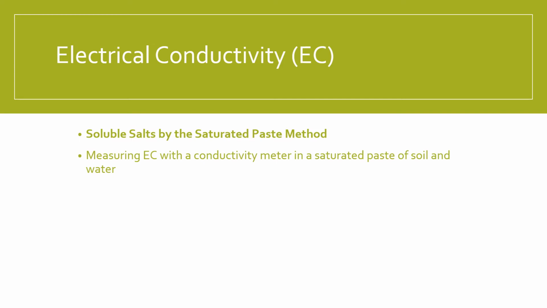The electrical conductivity refers to the ability of a material or solution to conduct an electrical current. For today, we will determine the electrical conductivity with a conductivity meter in a saturated phase of soil and water.